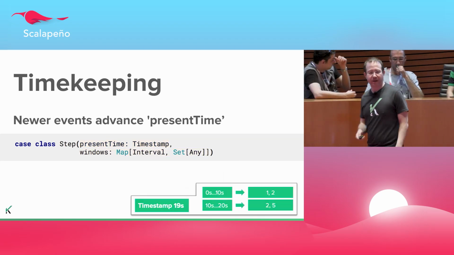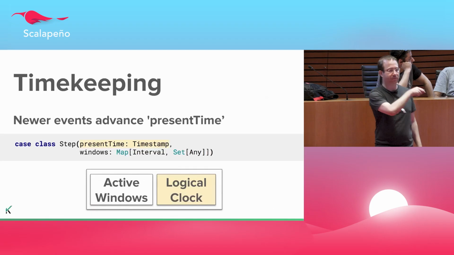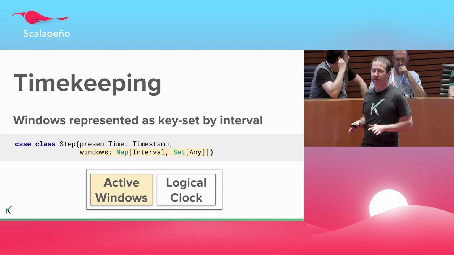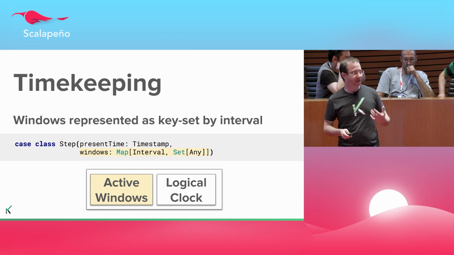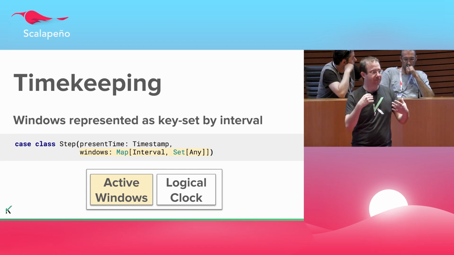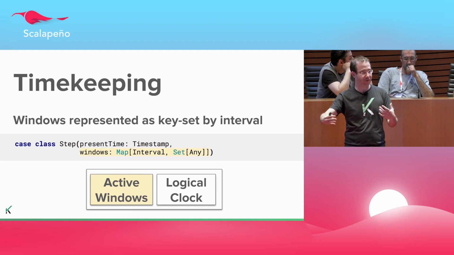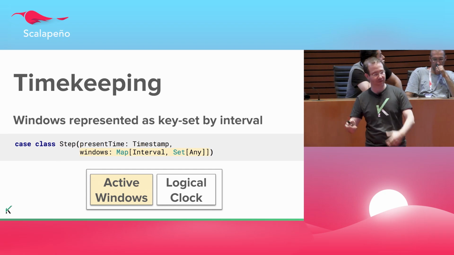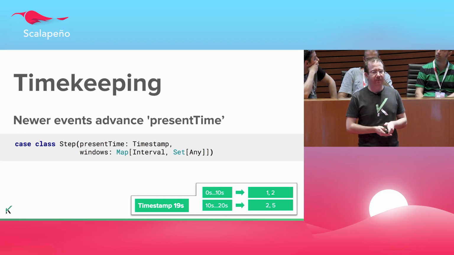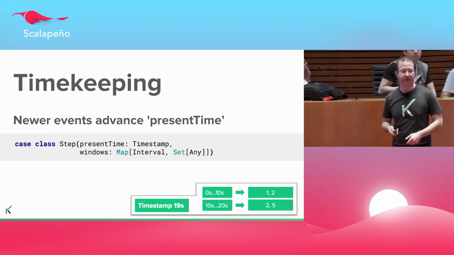We also keep track of what windows are active at this moment. So basically we have this interval as a key, and any partitioning keys, for example, session IDs that were active during each interval will be in the set of keys for that interval. So that's the state. Now, if you look below, there's this representation that we're going to keep track of as we process an event.